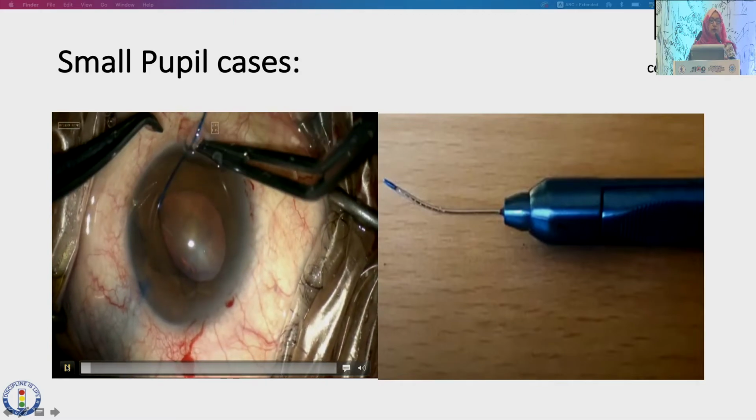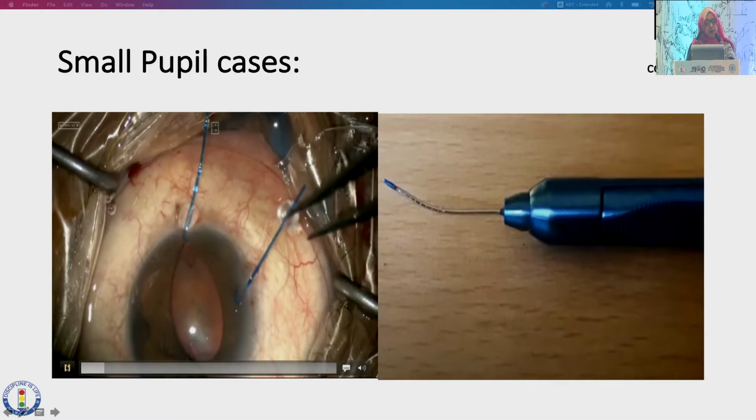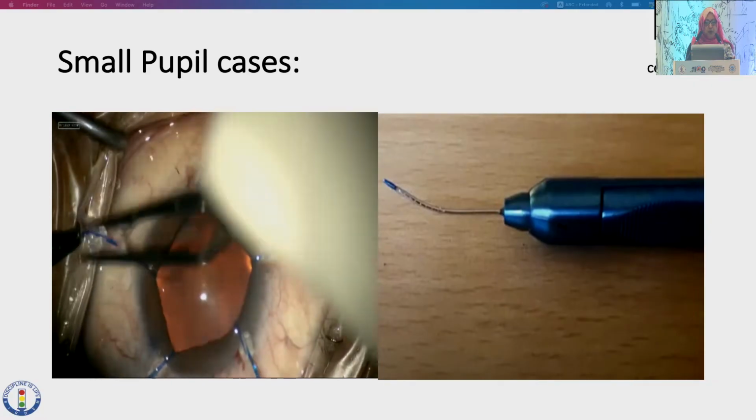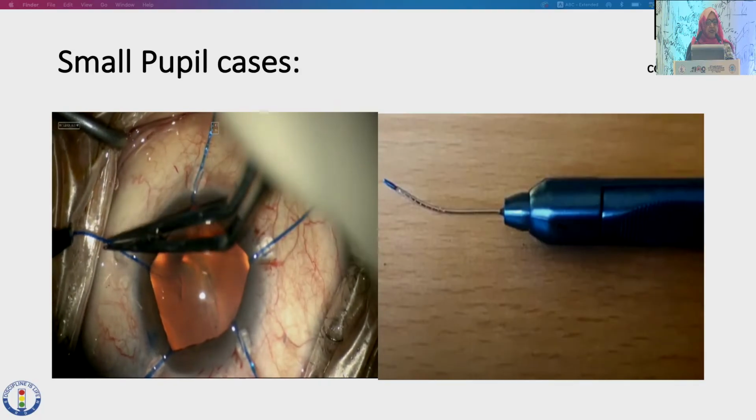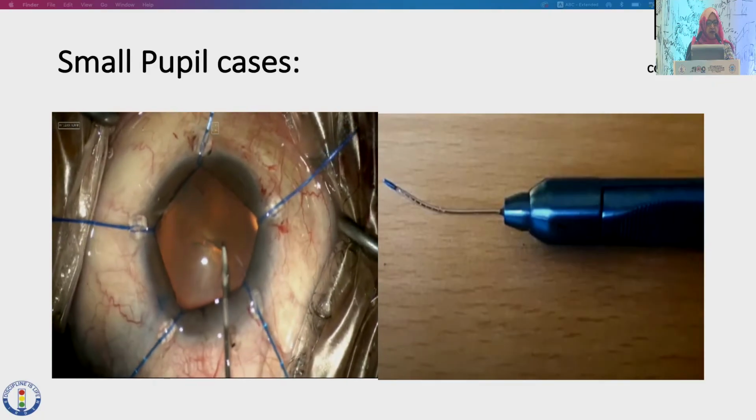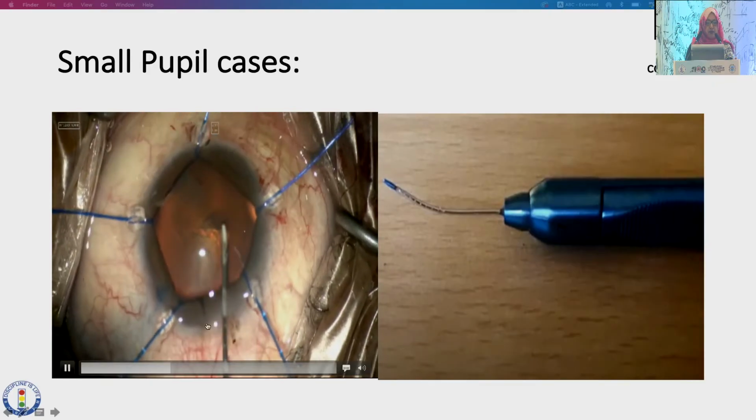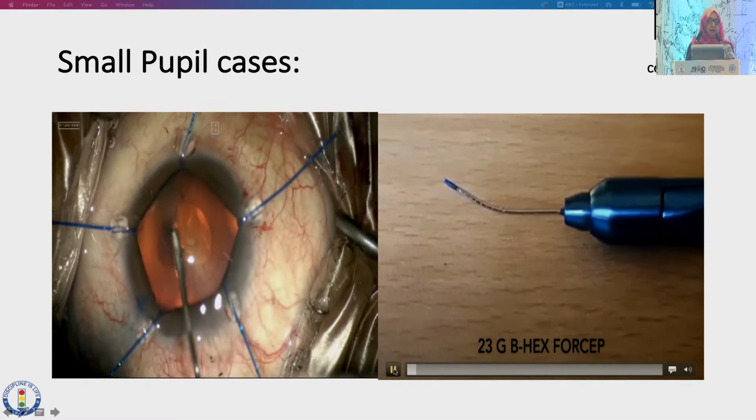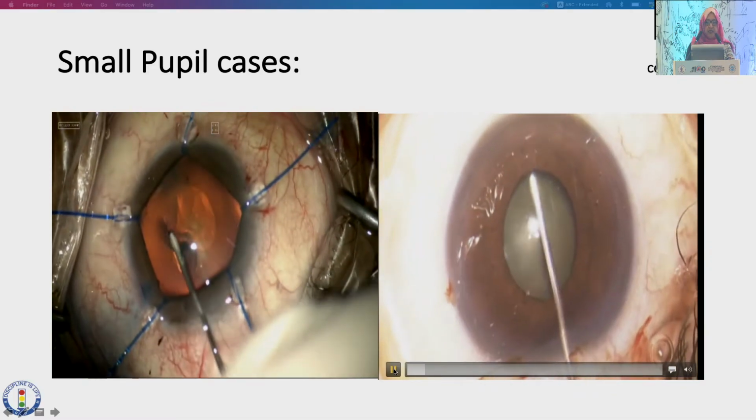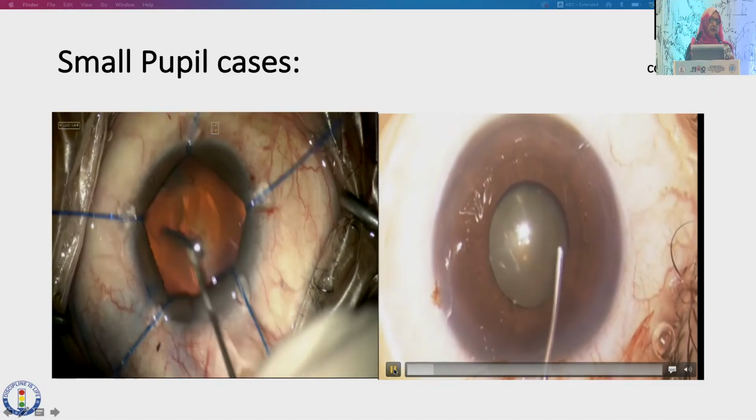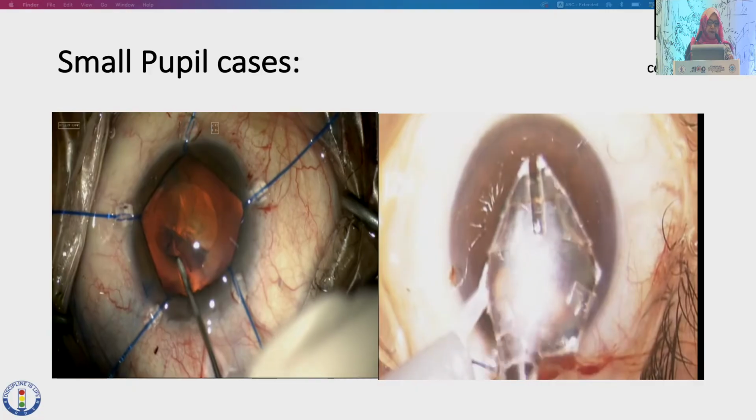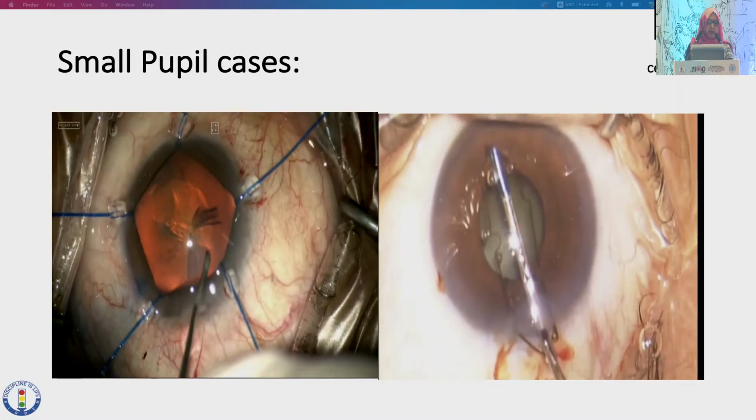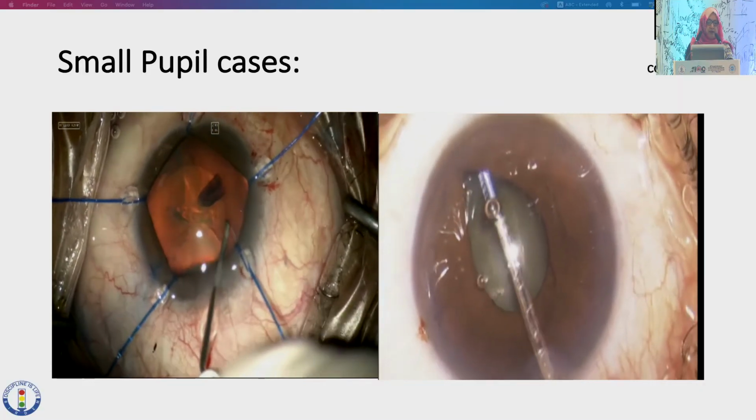Or we could do capsulorhexis in small pupil cases by using flexible iris hooks to get the desired size of the capsulorhexis. Or we could use pupil dilating devices to complete the rhexis here. Here I show the B-Hex ring I use.